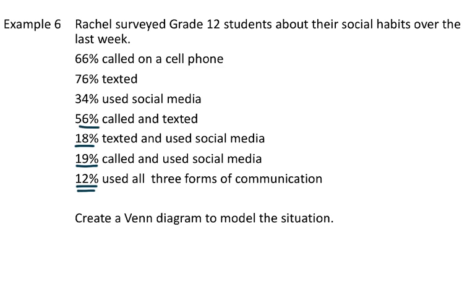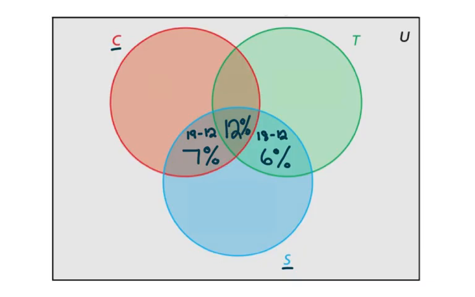Moving on up, 56% called and texted. Calling and texting intersection is right here. Already assigned 12% from that triple intersection, so what goes in here would be the 56 that we need to get to, minus the 12 we've already assigned. So that would be 44%.